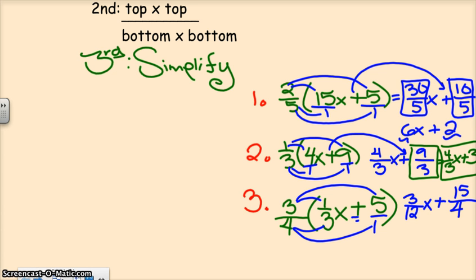Now lastly, I simplify if I can. I see the 3/12 share a factor of 3, so I divide them both by 3. This is a 4. And I get 1/4x plus 15/4.